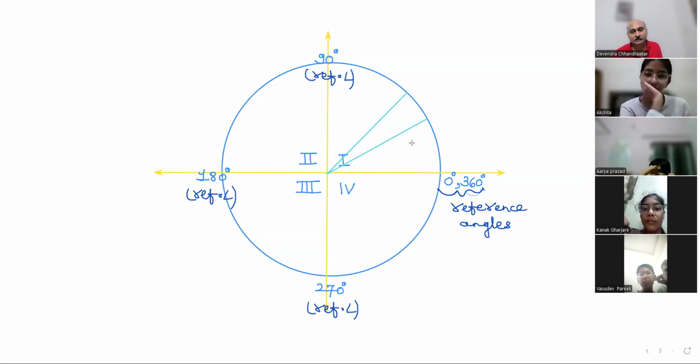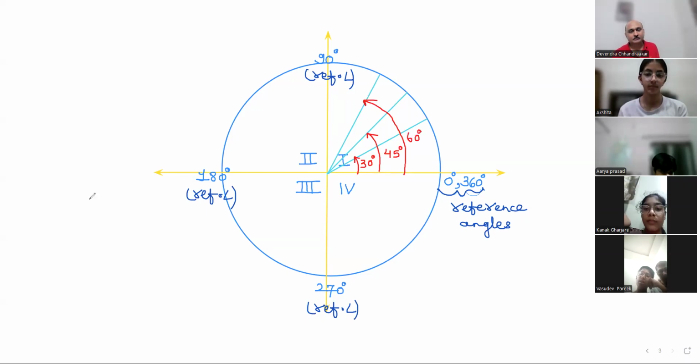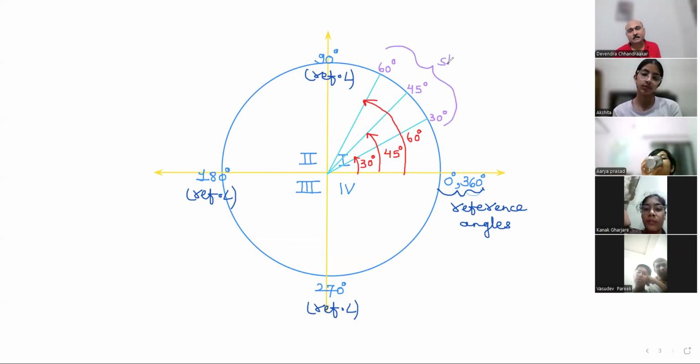So just pay attention, okay? You will get it. So these three angles are from the first quadrant. This is 30 degrees. This is 45 degrees. And this is 60 degrees. So we have 30, 45, and 60 degrees. These are the standard angles of the first quadrant.